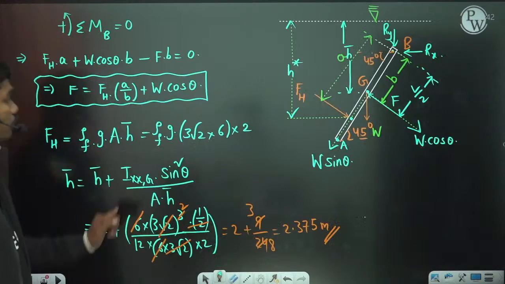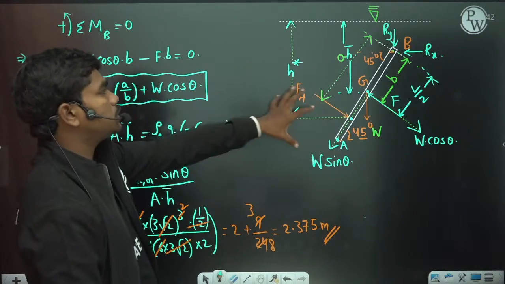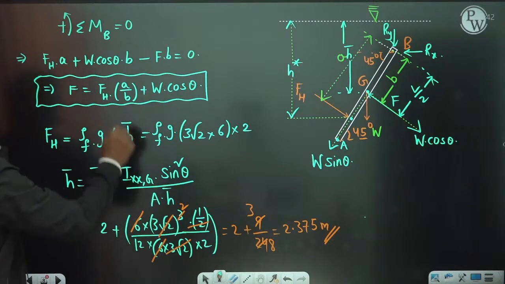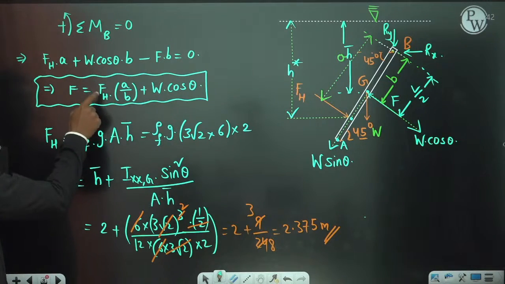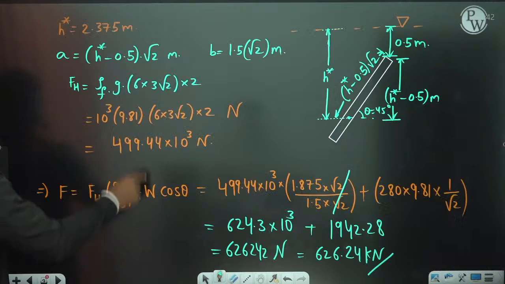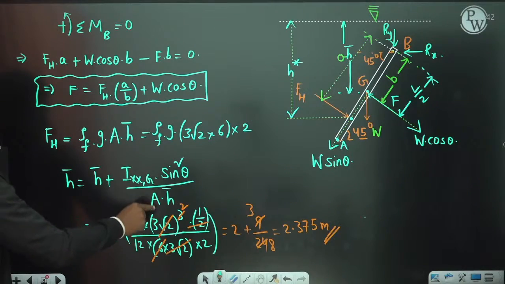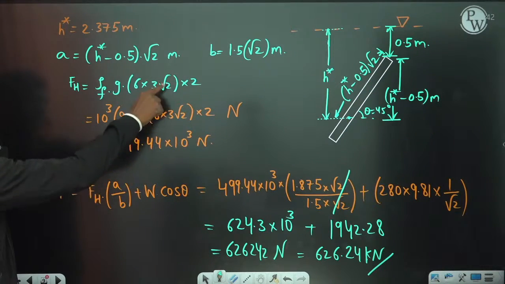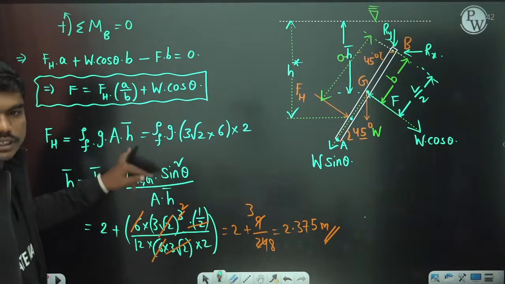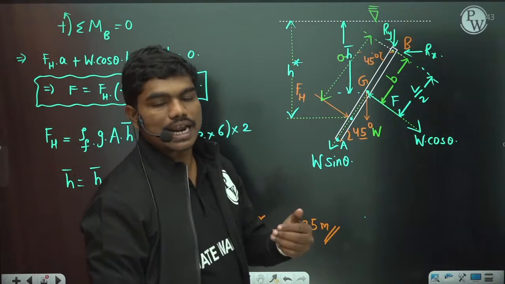It's very simple. First of all, you understand the physics that's happening here. Once you understand the physics, we have converted this into an equation. So F is equal to FH times A by B plus W cos theta. The next point of interest is calculation of FH and the A and B values. FH we have calculated, A needs h star, which we calculated, and B also. So this question involves calculations of hydrostatic forces. That's why we have done all this analysis. Clear?